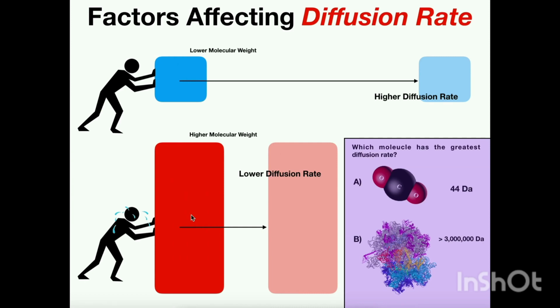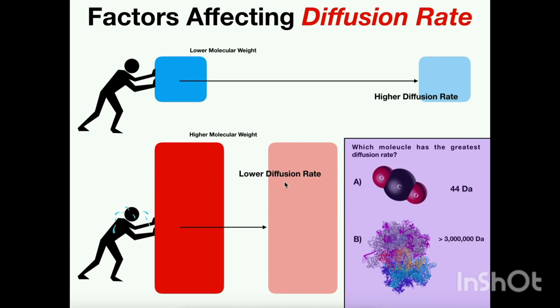And this analogy works really well for explaining how different particles diffuse with different molecular weights. So the smaller block is representative of a substance with a lower molecular weight. And so these substances with lower molecular weights are going to diffuse much faster, relatively speaking. So lower molecular weight actually equals a higher diffusion rate. If we have a substance that is larger, meaning it has a higher or greater molecular weight, it's going to have a lower rate of diffusion, so it's going to diffuse more slowly.